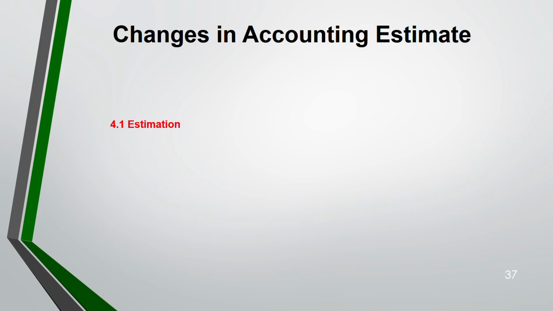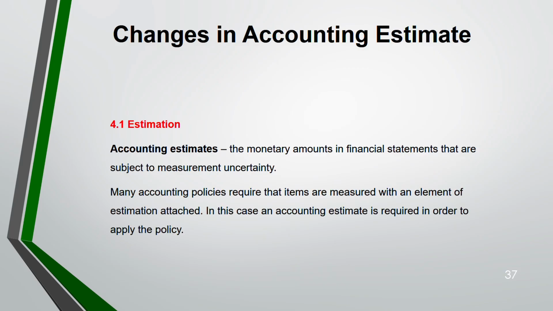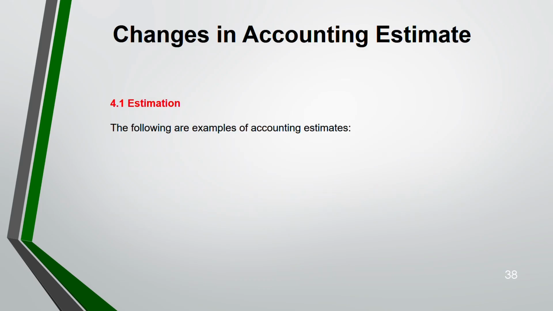Now, from accounting policies, let's move on to accounting estimates. So estimates mean monetary amounts in your financial statements that are subject to measurement uncertainty. You have estimated, it's difficult to measure. Many accounting policies require that items are measured with an element of estimation attached. So in this case, an accounting estimate is required in order to apply the policy. In order to apply the policy also, you have to make some estimate, okay? These are the examples of accounting estimates.